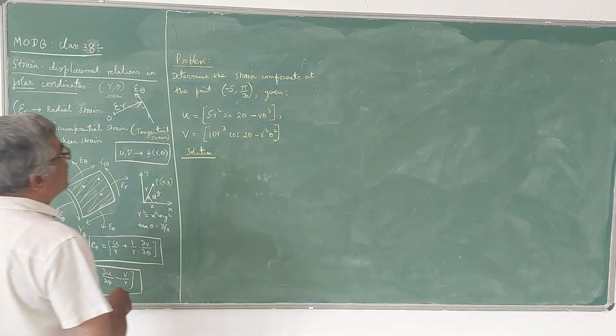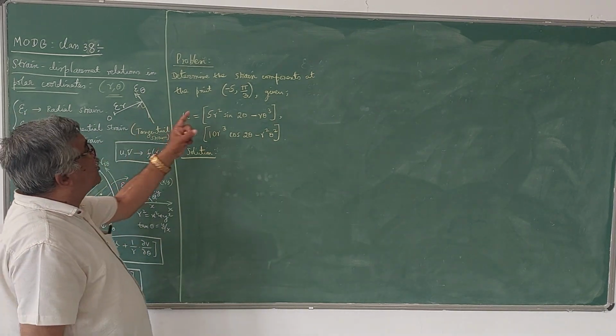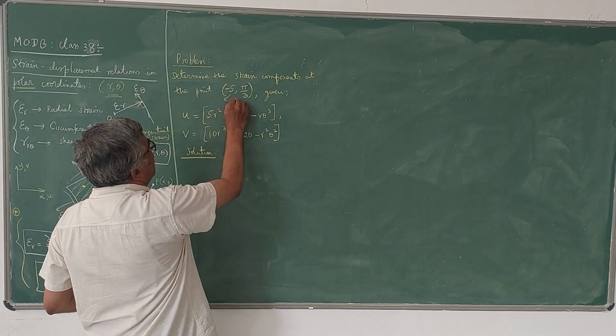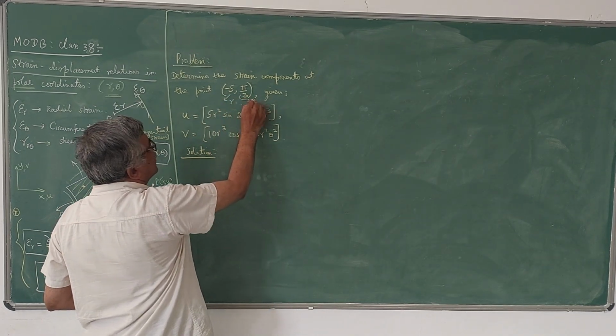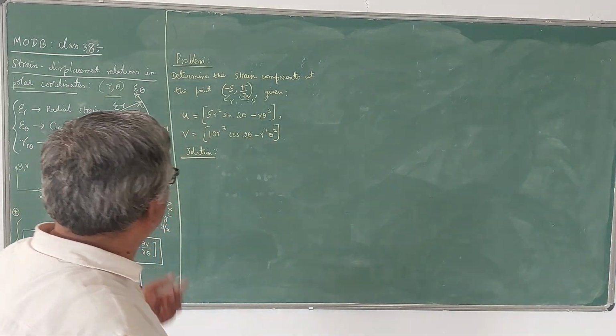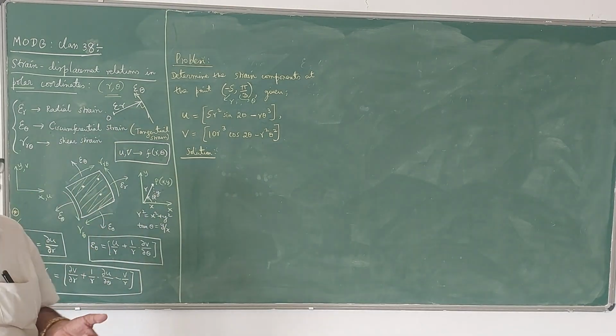Determine the strain components, that means these three, epsilon r, epsilon theta and gamma r theta, at the point minus pi comma pi by 3. That means this minus pi is nothing but r, pi by 3 is nothing but theta. Pi by 3 means it is 180 by 3, that is 60 degrees. So at that point you have to evaluate the strain components because strain varies from point to point.